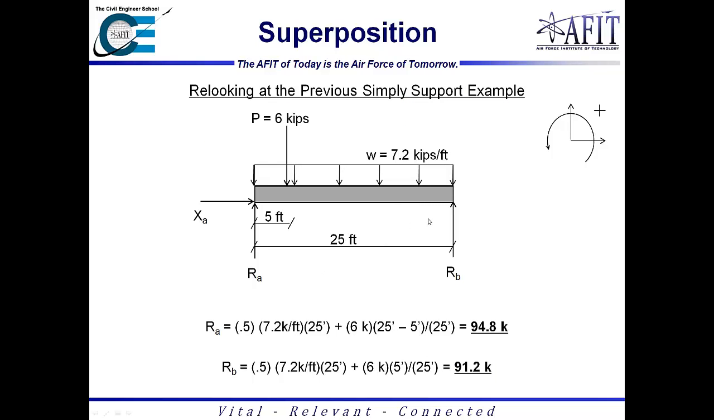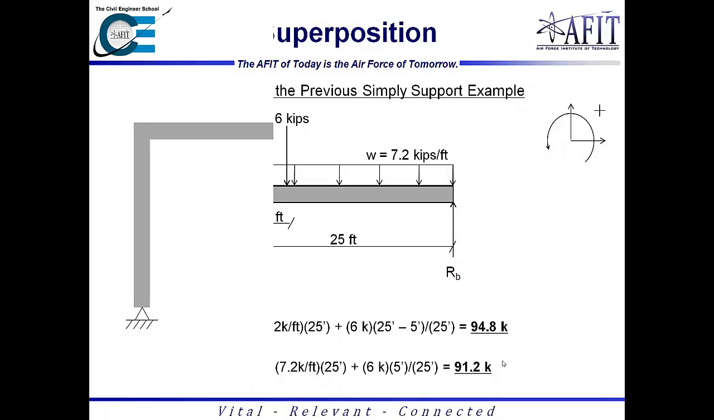Looking at the previous example, we have the reaction at A using the first equation, which is 7.2 kips per foot times 25 divided by 2, plus 6 kips times 20 feet divided by 25 feet. Once again, that's that ratio we were talking about, and that'll equal 94.8 kips. Similarly, using the same rationale for the reaction at B, we wind up with 91.2 kips, which is the same answers we found from actually going through the analysis wholeheartedly.